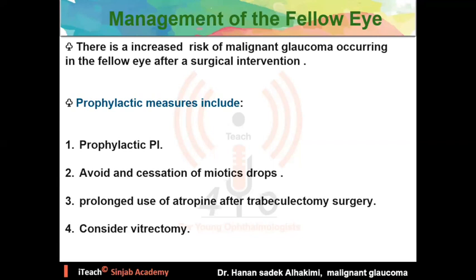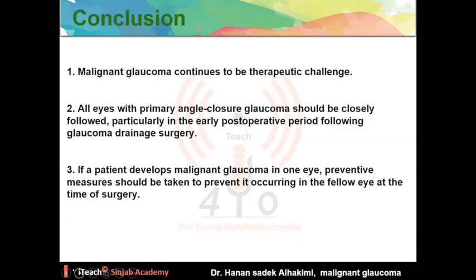So in conclusion, malignant glaucoma is a therapeutic challenge. All eyes with primary angle closure glaucoma should be closely followed up after operation. If a patient develops malignant glaucoma in one eye, prophylactic measures should be taken in the other eye.